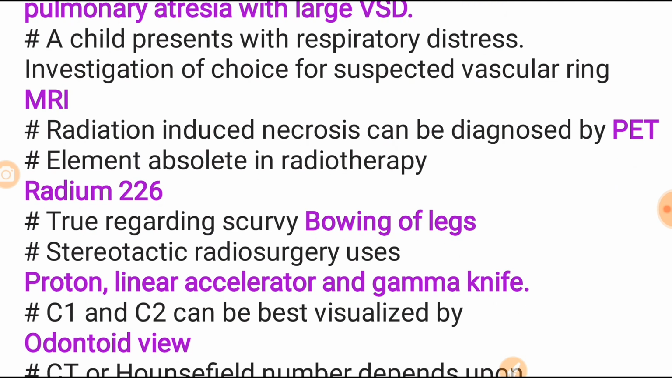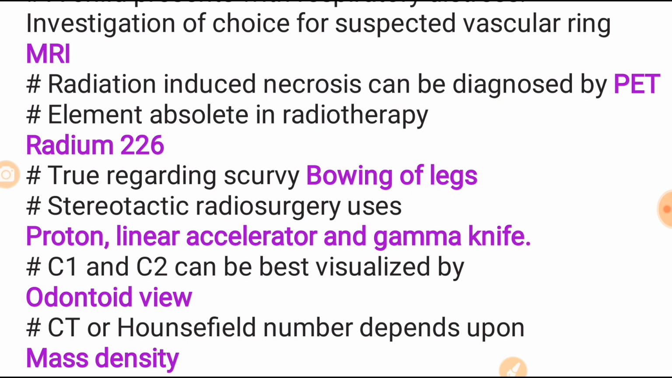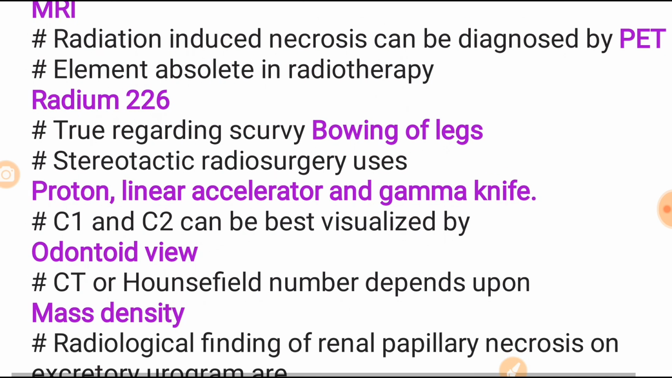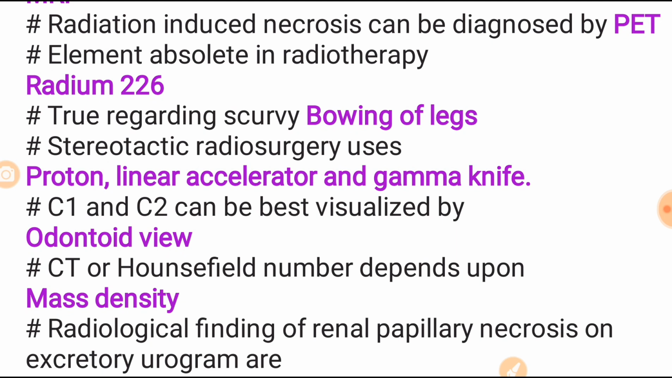Next one is radiation-induced necrosis can be diagnosed by PET scan. Element used in radiotherapy will be radium 226. True regarding scurvy, that means the bowing of the leg. The question may be asked as: bowing of the leg is found in which disease? Scurvy. Next one, stereotactic radiosurgery uses proton, linear accelerator, and gamma knife.